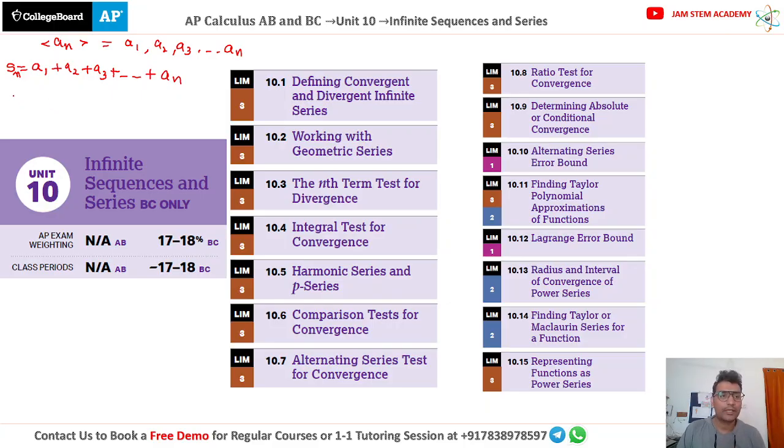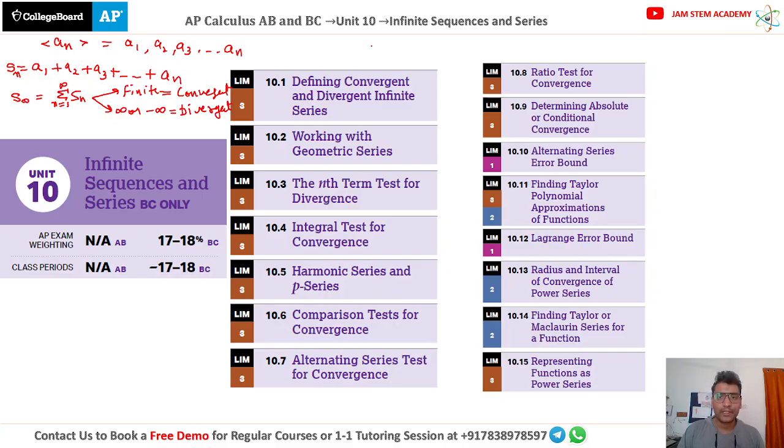It is Sn. But if you need the sum of all the terms of that sequence, you can also do the sum of infinite terms. What is that? It is the summation of an, where n starts from 1 to infinity. Now, if this gives you a finite answer, then we call that series convergent. But if this is not bounded, right, it is trending towards infinity or minus infinity, then we call it a divergent series. That's the definition.